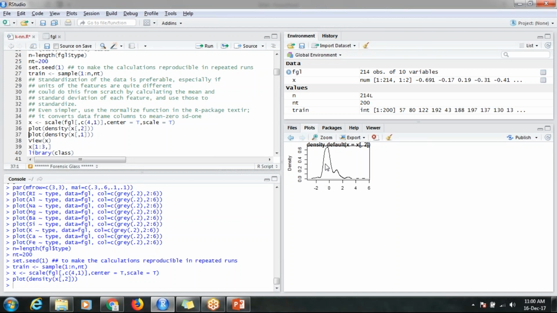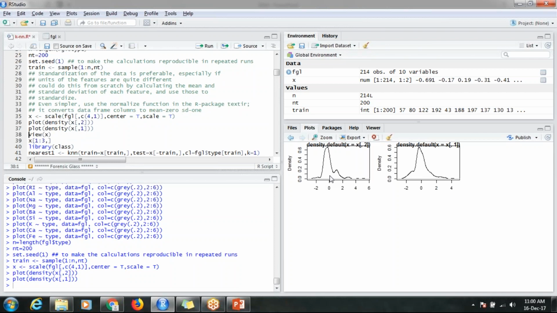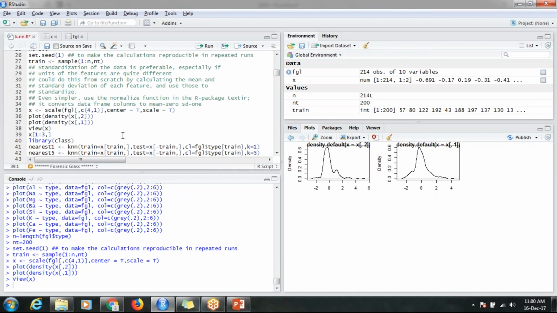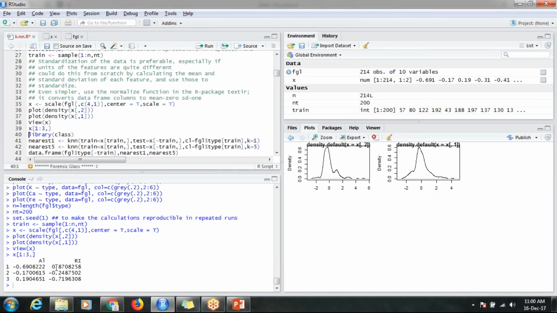If you remember, at first the values were only greater than 0. A quantity of an element cannot be less than 0 or negative. But after scaling, if you see, it varies from -2 or even more. So this is what scaling does. It puts them under the same scale, similarly for the other elements as well. And if we try to view, I have taken aluminum and refractive index, and if I check the first three values of X, I have aluminum and refractive index.